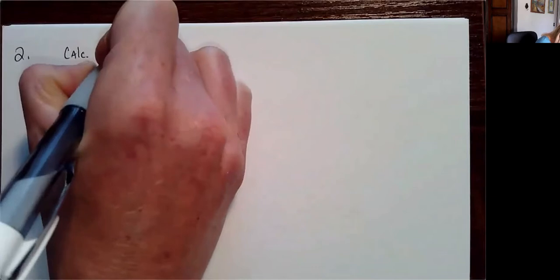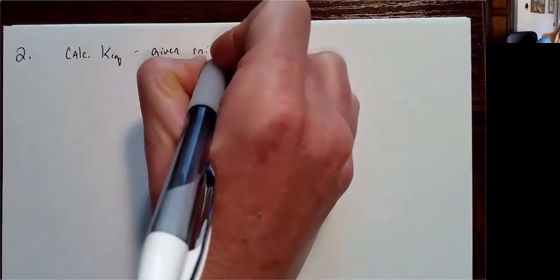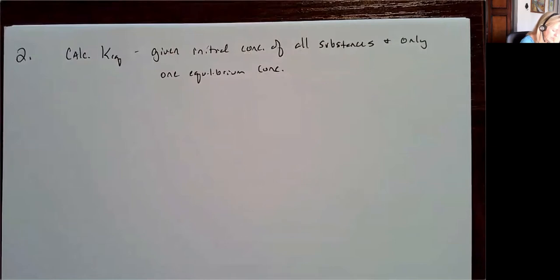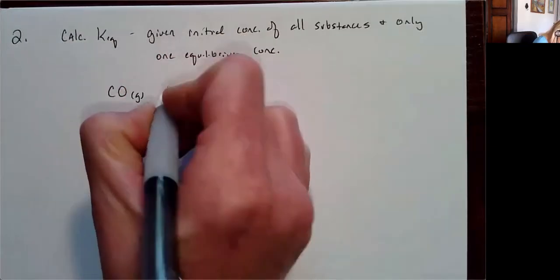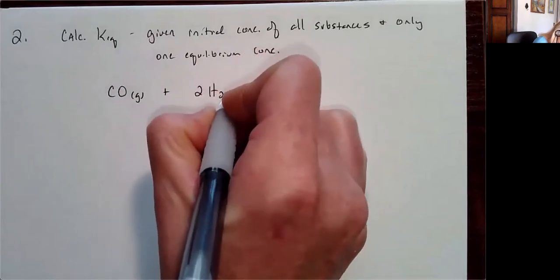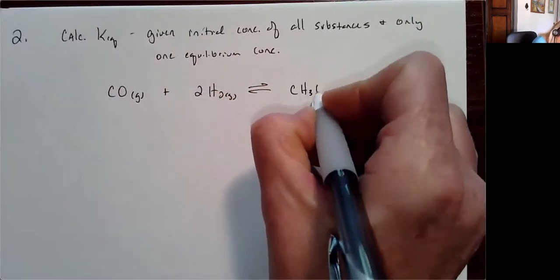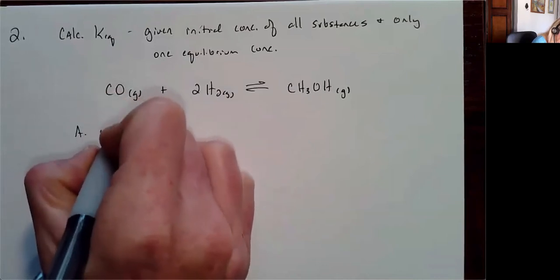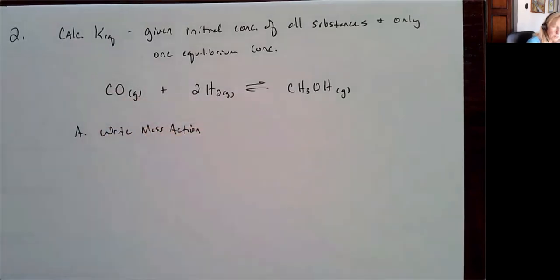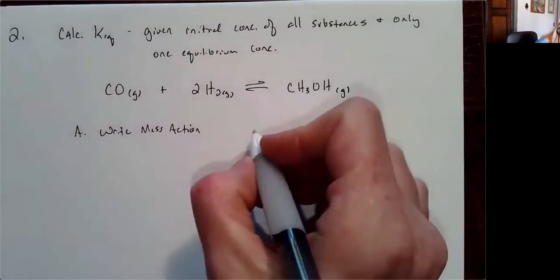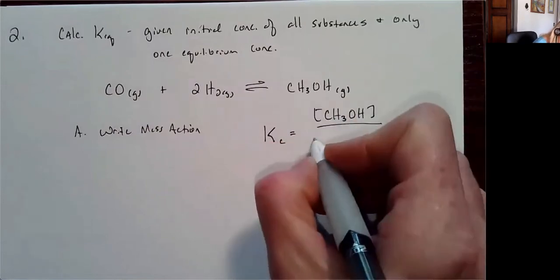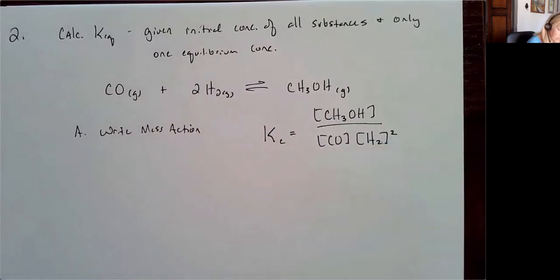Now it gets a little tricky if it's not that simple. So let's say scenario number 2: I want to calculate my equilibrium constant, but I'm given initial concentrations of all substances and only one equilibrium concentration. So this is going to be a little bit more complex. Here's my equation: carbon monoxide gas plus hydrogen gas is in equilibrium with methanol gas. That's my equilibrium reaction. My first step is I'm always going to write my mass action. It's just a good habit to get into when you're starting out. So my mass action here would be K is equal to CH3OH to the first power over CO and H2 squared. That's my law of mass action.